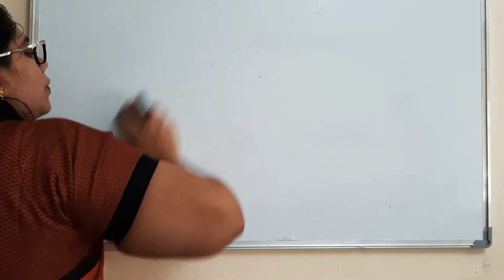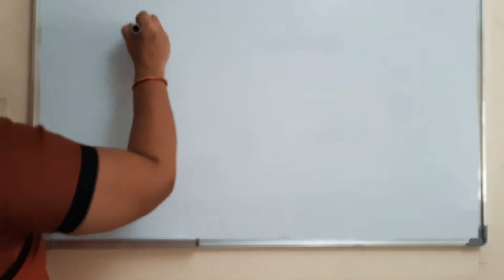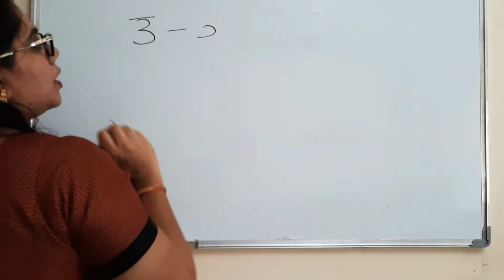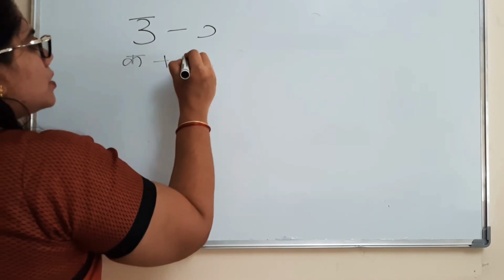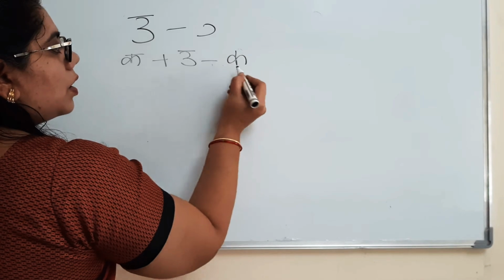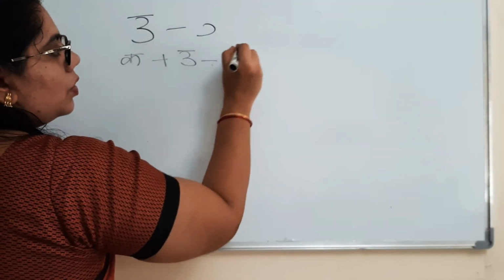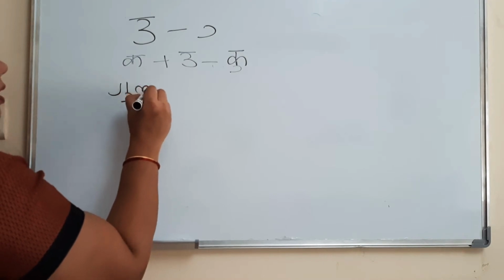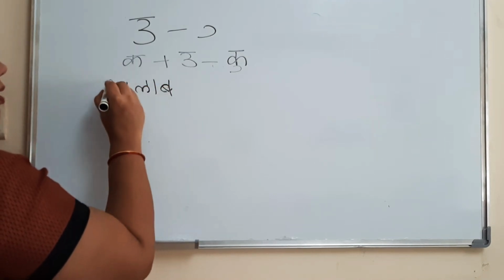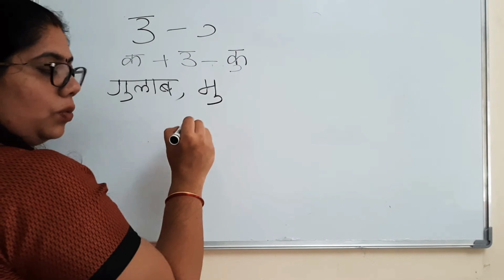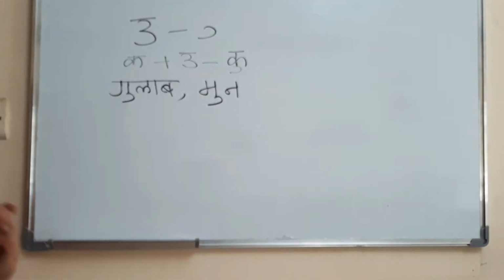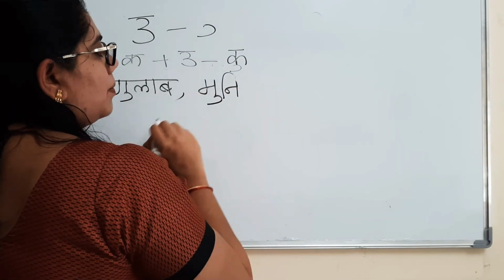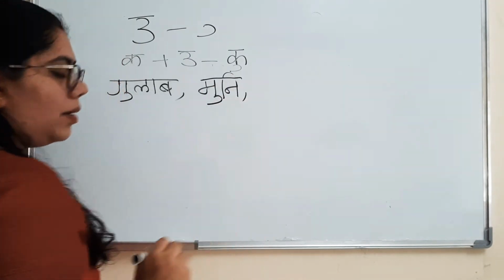So, K plus U, you will get ku, right? So, this is U and the matra will come like this. K plus U, ku. Under the letter you want to put like this. Okay. So, G, U, gu; l, a, b, gulab. Next, m, u, mu; n, i, ni. So it will come on the left side. So muni.